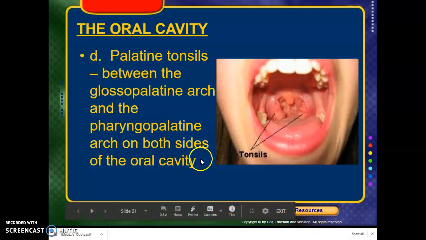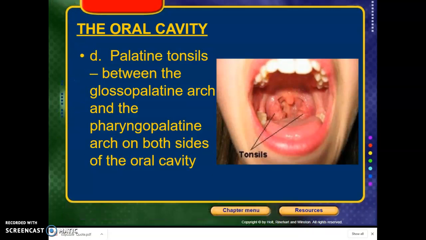So we're going to stop right there. We've talked about some of the parts of the oral cavity. We talked about the tonsils. We'll talk more next time.